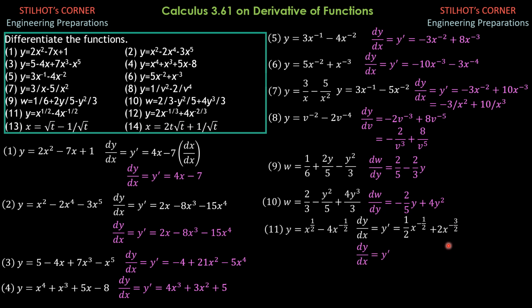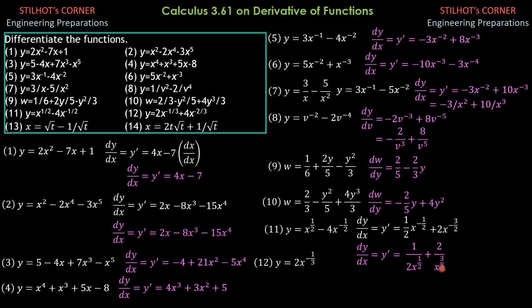So dy/dx or y prime equals 1 over 2 square root of x. Let's transform it into power form, or 1 over 2 x to the positive 1/2, then 2 over x to the positive 3/2. That's the other way.